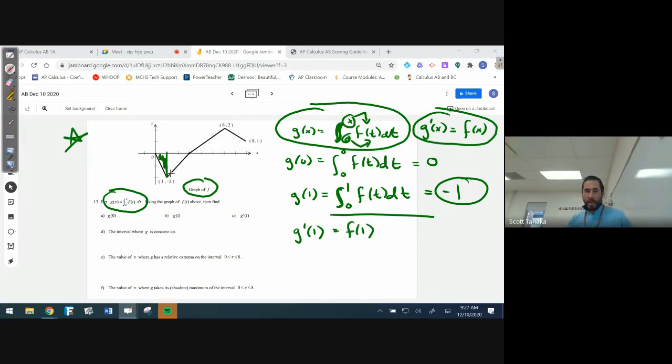Well, what's F of 1? Well, it's just wherever it is on the graph, which is at -2. If you got that one right, you are doing an amazing job.